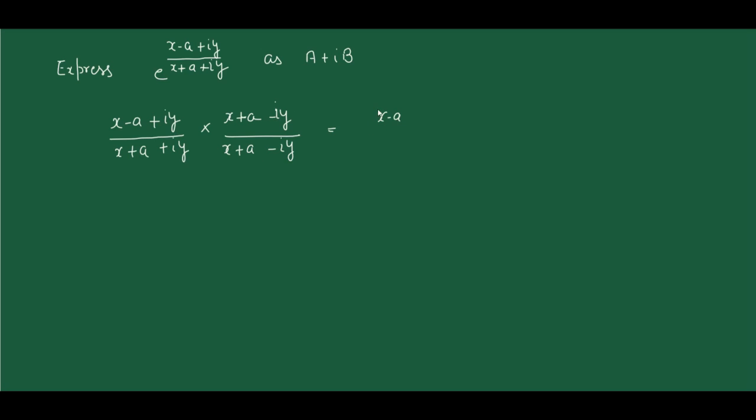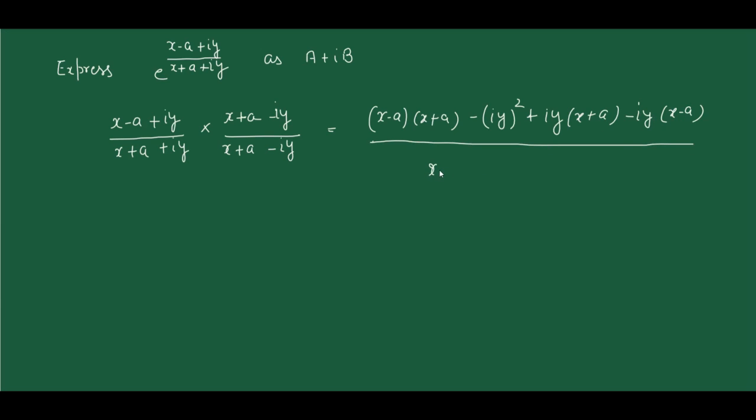X minus a into x plus a minus y square plus iota y into x plus a minus iota y x minus a, and in the denominator we have x plus a whole square minus iota y whole square. First we simplify the numerator.